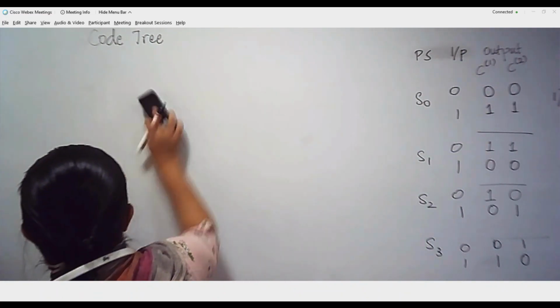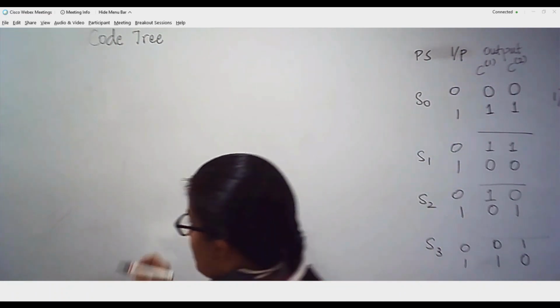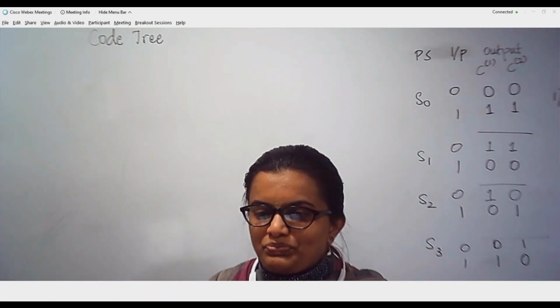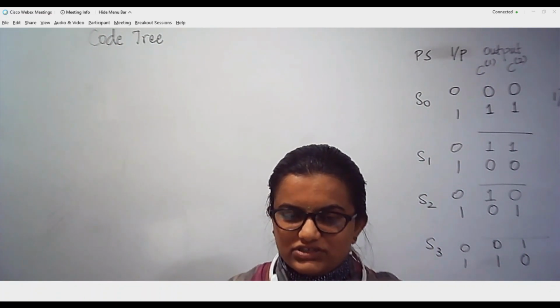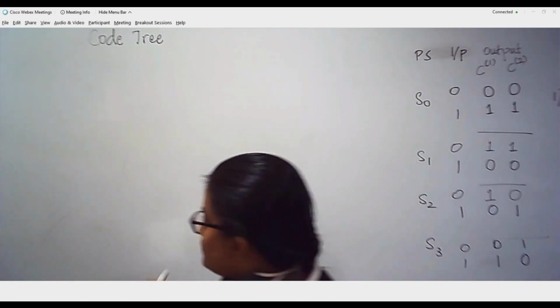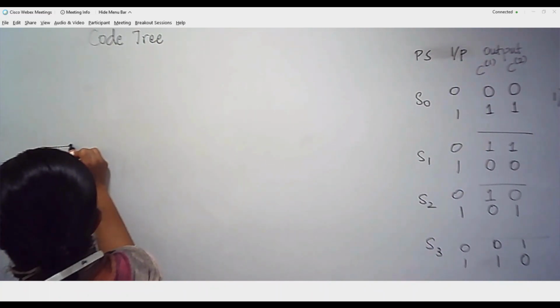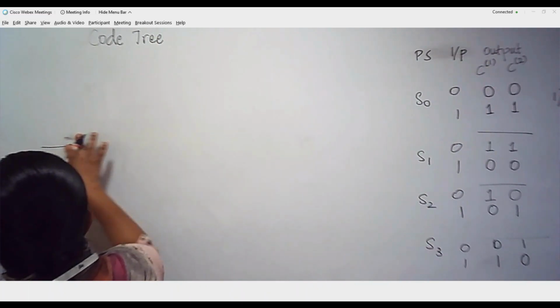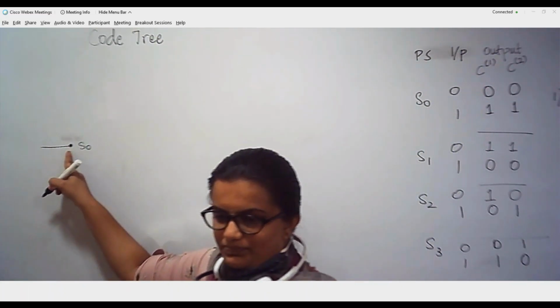Now I am going to write the code tree starting with S0 as my present state. Usually we consider the all-zero state as the initial state of any shift register. For that reason, I am going to start off with the 0-0 combination. As I said, I represent the initial state as S0, and this is what we call a node. This is the S0 node.